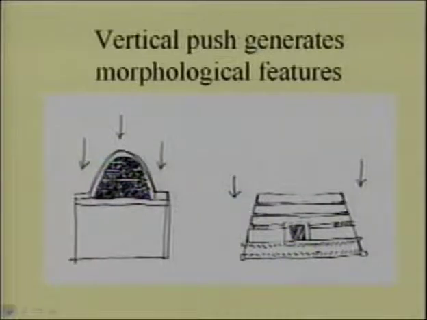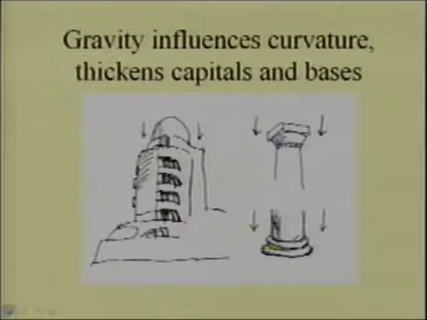I have drawn some examples of vertical push, which generates morphological features, the thickening lips and bulges that domes can be included in typologies that occur from this push-pull model, vertical push down. The Einstein Observatory by Erich Mendelssohn. You can see it's pulled and molded by gravity. The curves, the beautiful fluid curves here, are pulling down as the structure is pushed.